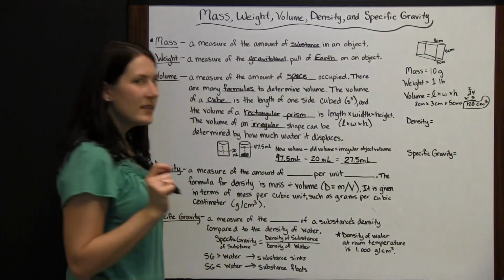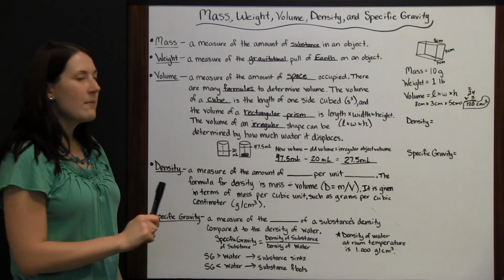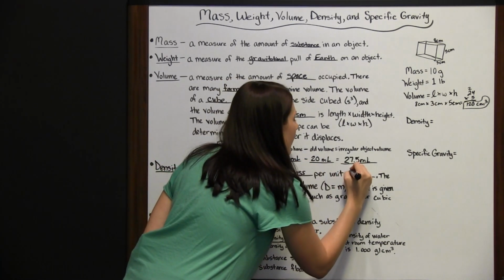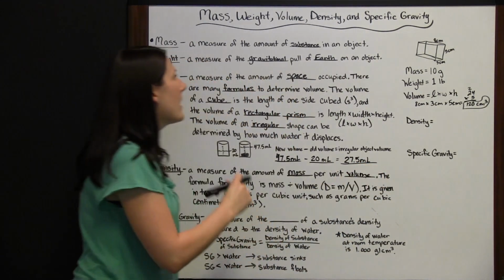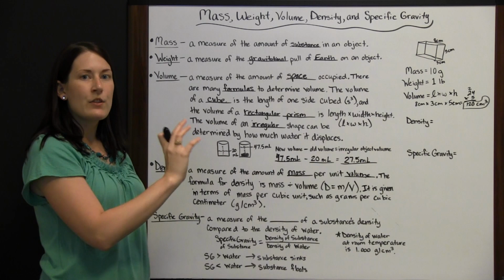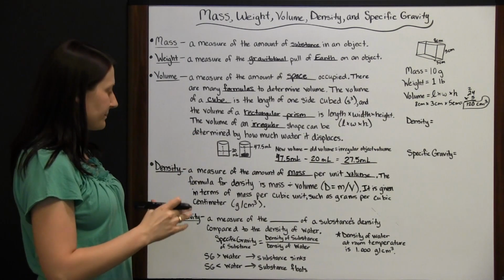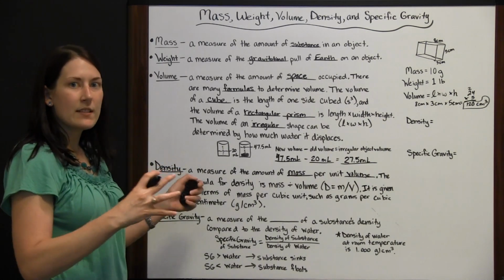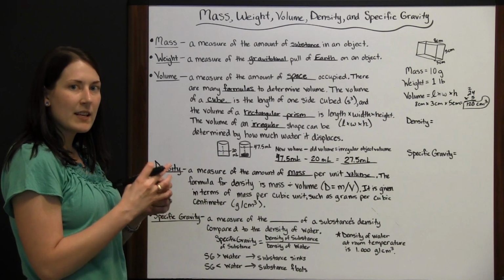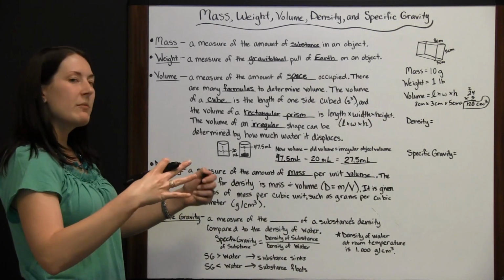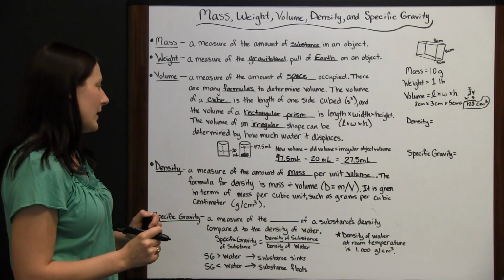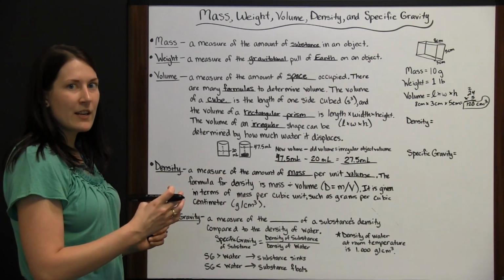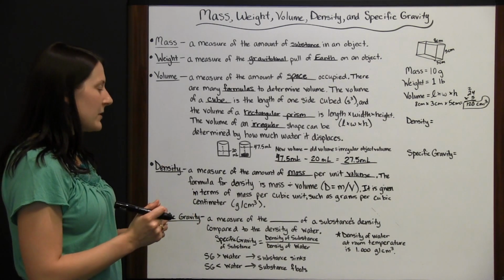Now let's move on to density. Density is the measure of the amount of mass per unit volume. So they want to know how much substance is there per the space that it makes up. So some things are going to be more dense. Their particles are going to be smashed more closely together in a smaller unit of volume, where some are going to be more spaced out and they're going to be in a bigger unit of volume.